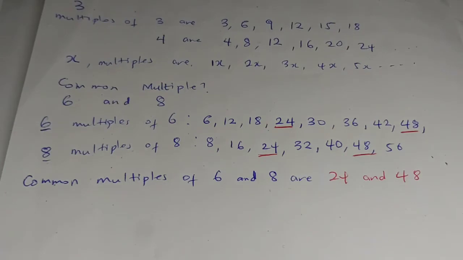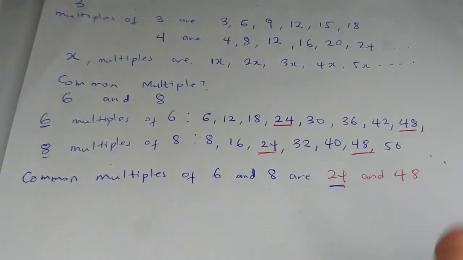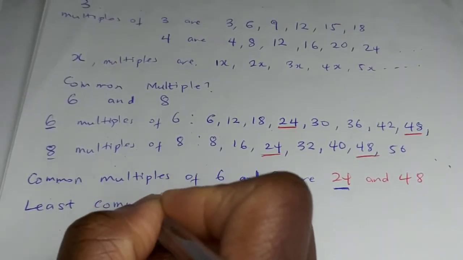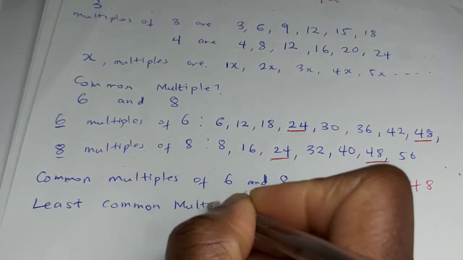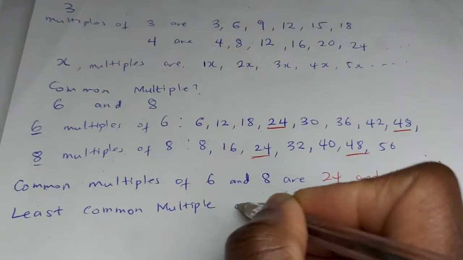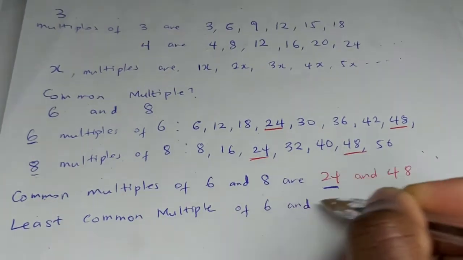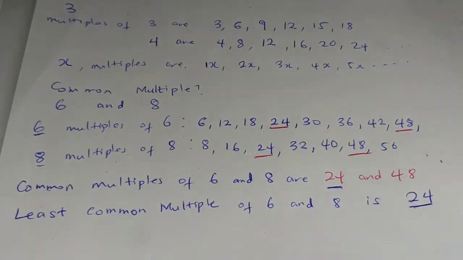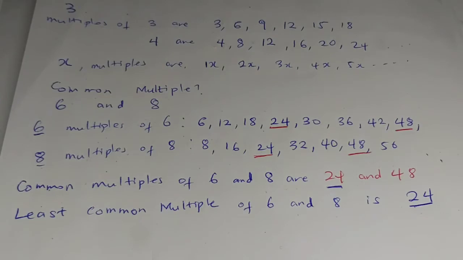Okay. Between 24 and 48, 24 is the smallest. So we can say that the least common multiple, LCM, of 6 and 8 is 24, because they share 24 and 48 and 24 is smaller. So the LCM of 6 and 8 is 24.